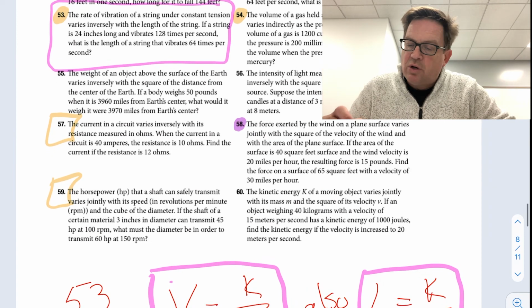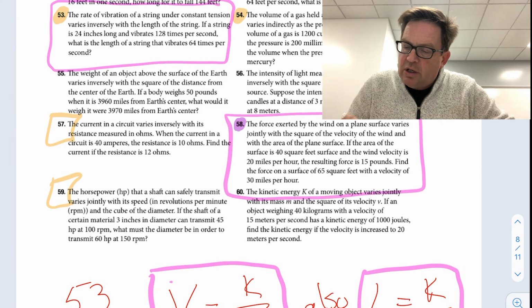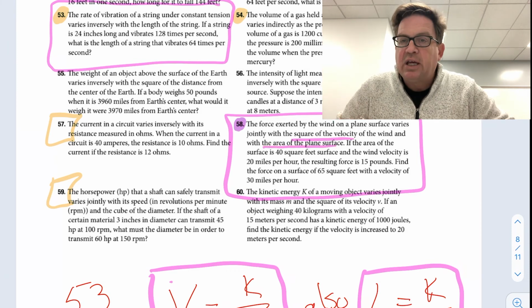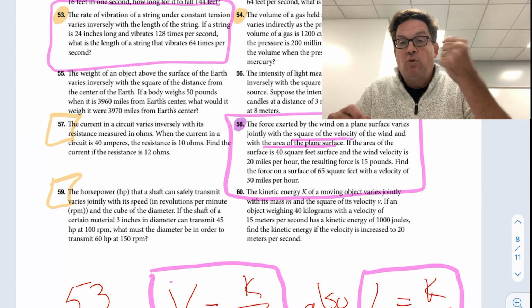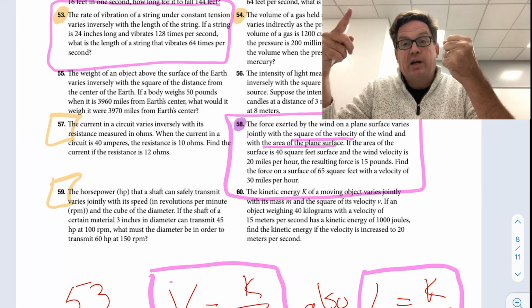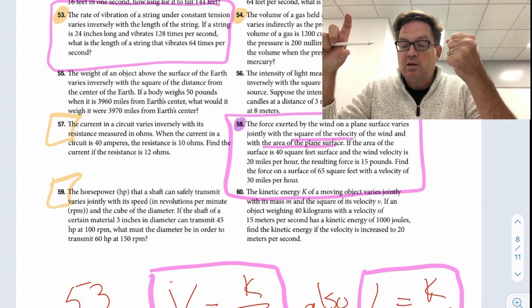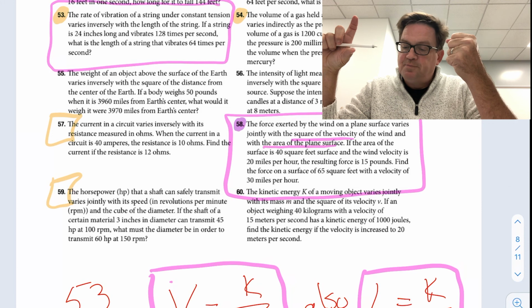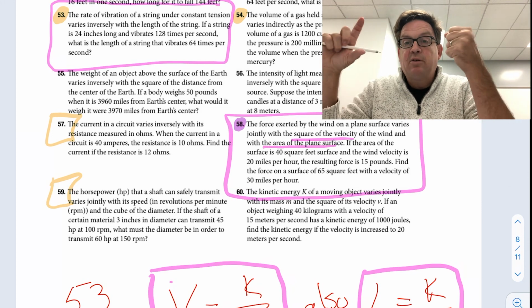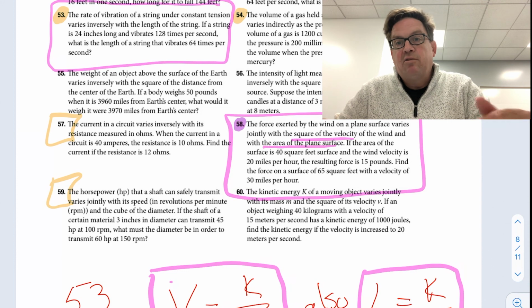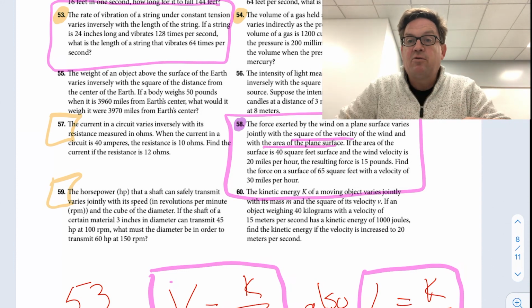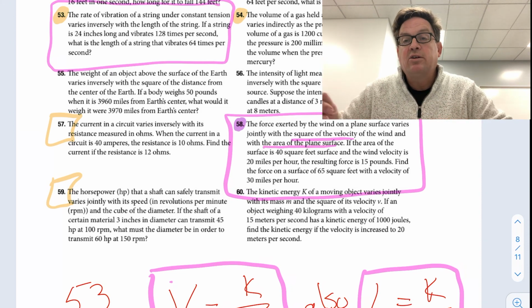Then in the homework, there are lots of other examples. Yours says the force by the wind on a plane varies jointly with the square of the velocity and the area of the plane. What that means is the force is proportional to the velocity squared times the area of the wing of the plane. You can set up a little formula and figure out if the velocity changes, how does that affect the force? If the area of the plane increases, how does that affect the force? There's a proportion and a formula you can set up.